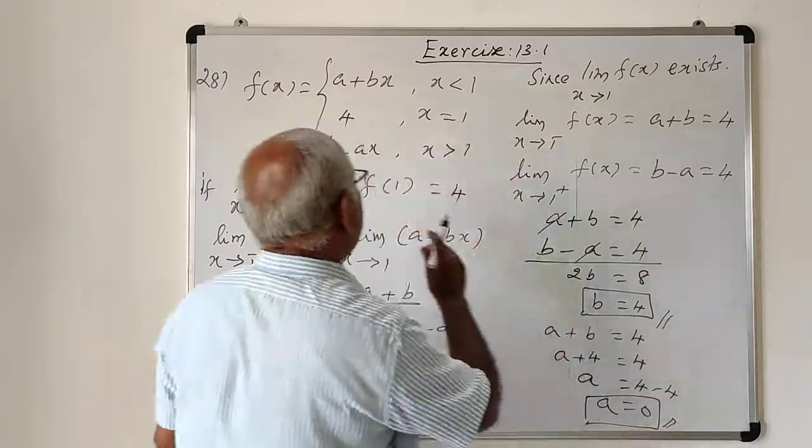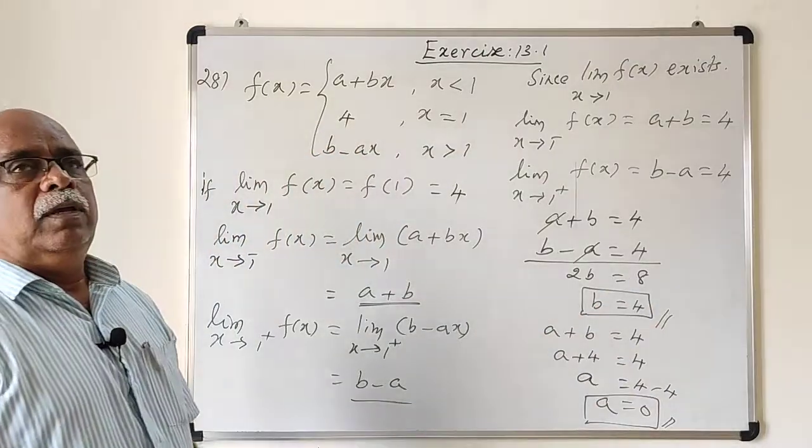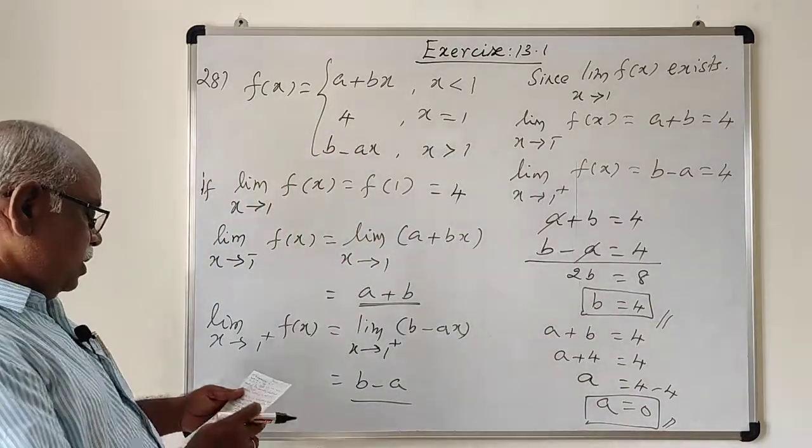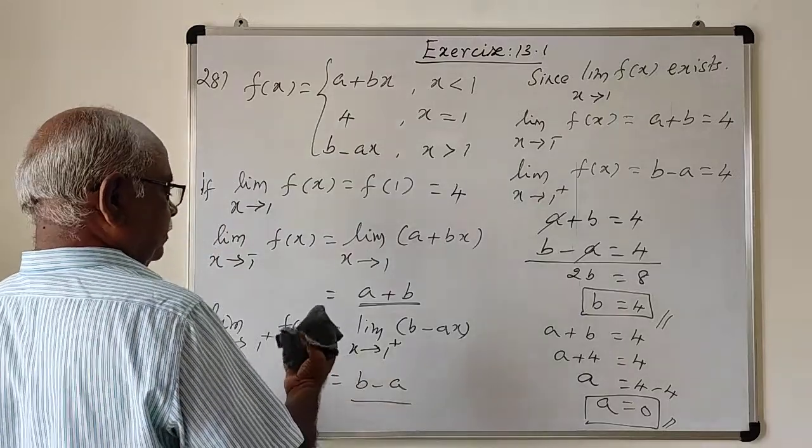That is the problem: what are the values of a and b? We determined a equal to 0, b equal to 4. That's all about problem 28. Next, we will see the simple problem 29.